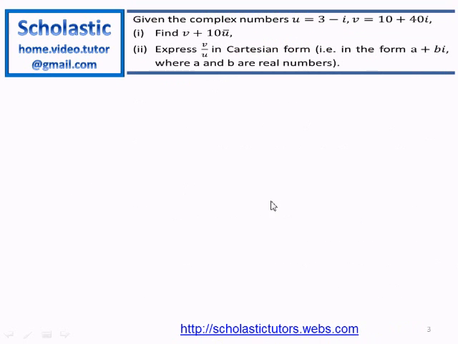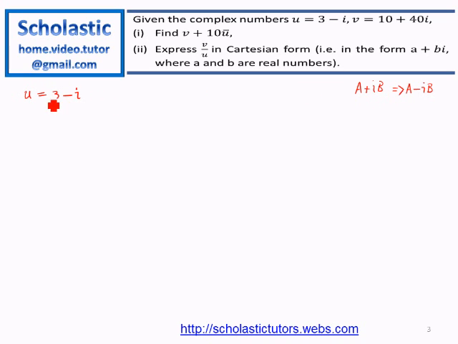So to begin with, let's see the numbers here. The first number given here is u equal to 3 minus i. If you want to find the complex conjugate of this one, basically, if you have a number a plus ib, the complex conjugate of this number is equal to a minus ib. That is from the theory.